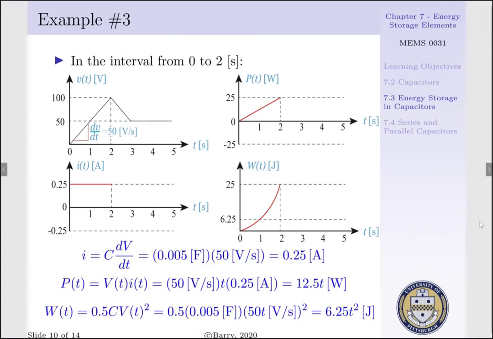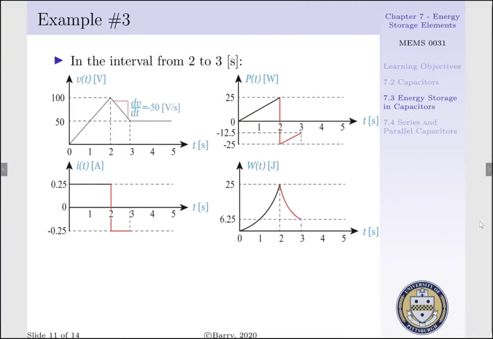Lastly, to determine our energy, we have to take 1/2 of our capacitance times our voltage squared. We have 0.5 times 5 millifarads times our voltage, which is 50 volts per second times T, squared. This gives us a value of 6.25 T squared. And we see a parabolic increase of our energy stored within our capacitor. At 1 second, we have 6.25 joules stored within our system, and at 2 seconds, we have 25 joules of energy stored within our capacitor.